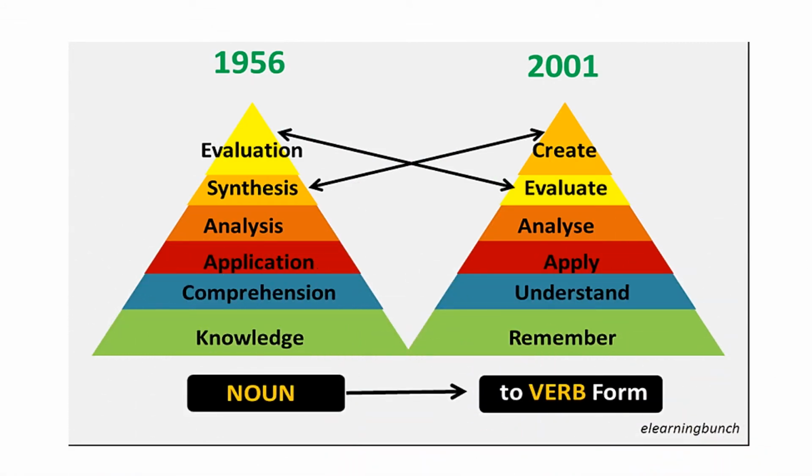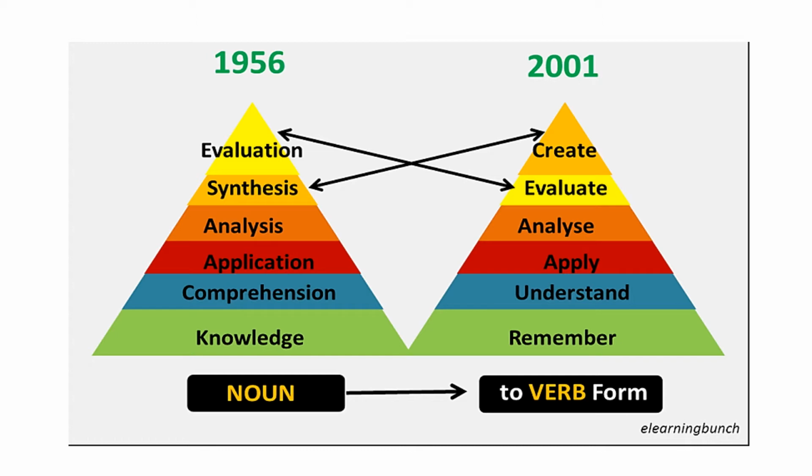Analyze or study this diagram or illustration first. Take note, the domain from 1956 was changed in 2001. And if we look at the levels of the domains from the highest level, which is evaluation, it was changed into creating or creation. And aside from that, from noun, it became a verb.